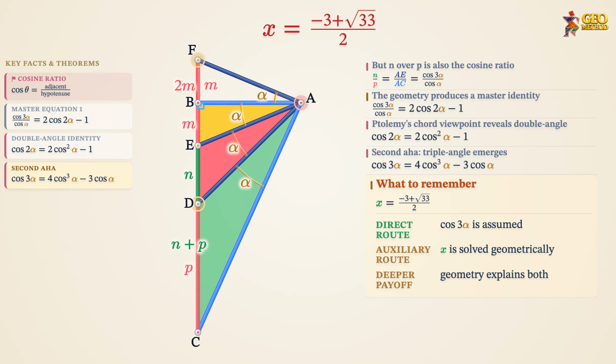So remember the two reveals. First, reflection manufactures an angle bisector and solves x using pure geometry. Second, the reflected construction and the unit circle chord explain the double angle and triple angle formulas themselves. The answer is -3 plus square root of 33 all over 2. But the deeper result is that the formulas are geometry in compressed form. And there we have it, clean and verified.